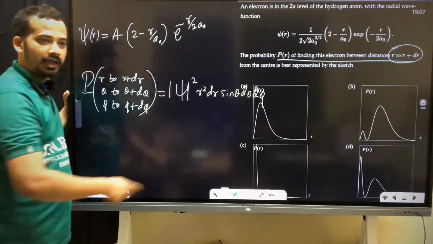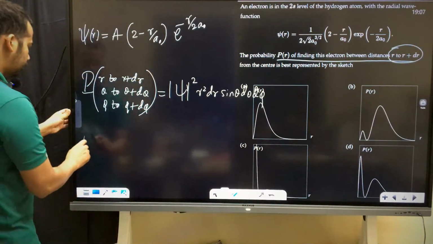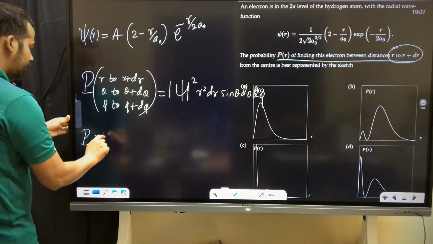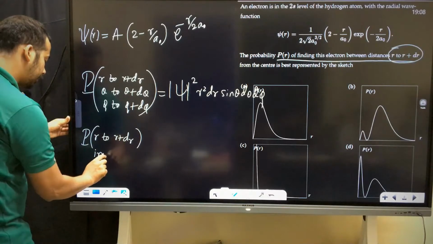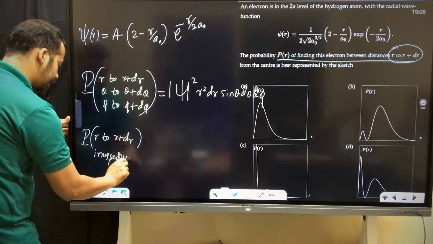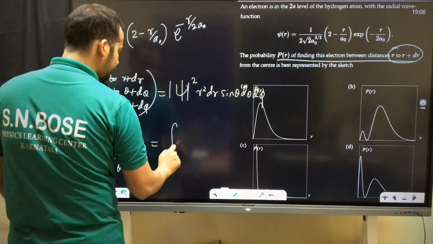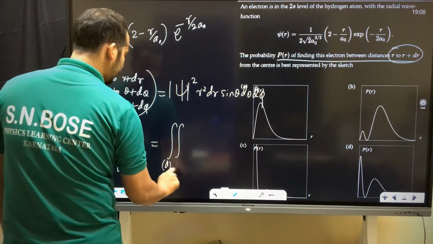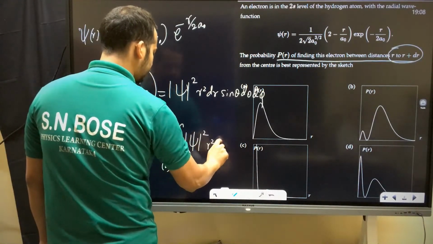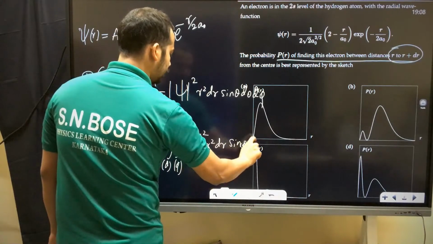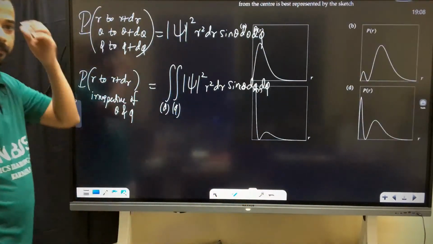We do this in the Maxwell velocity distribution in statistical physics. What you have to do is, the probability of finding it between r to r plus dr, that means irrespective of theta and phi, will be the integration with respect to theta and phi of mod psi square r square dr sine theta d theta d phi.